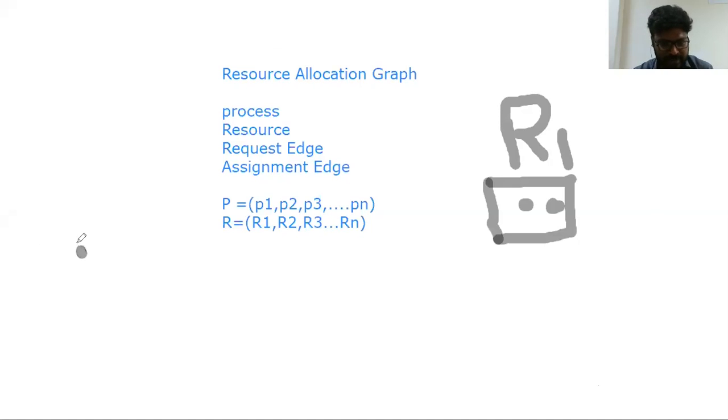A process is represented with a round symbol. So a round, and inside that you can represent P1. So now put a round, inside that put P1. So P1 is a process that is represented with the help of a circular one.